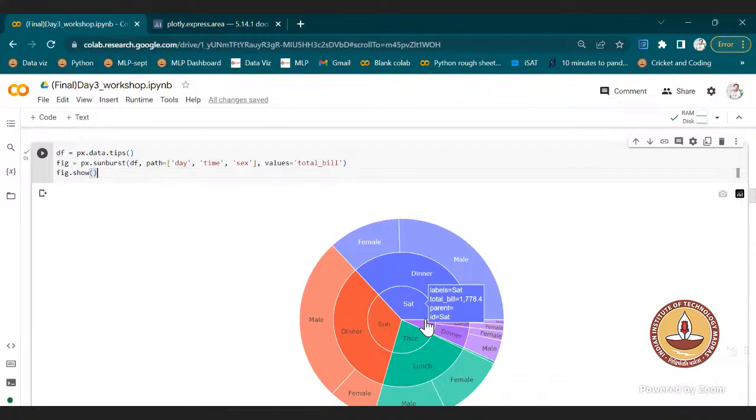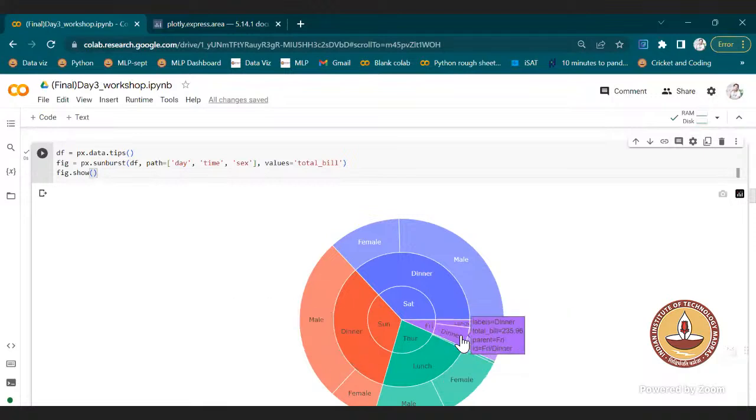So yeah, that is about this day. More area means more share. In Saturday, in the Friday you are seeing lunch and dinner both. In Thursday you are seeing just lunch only. So it says about our data set.